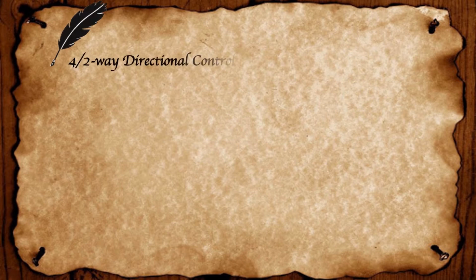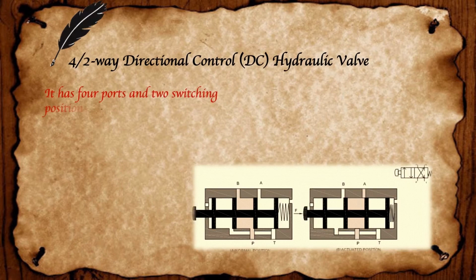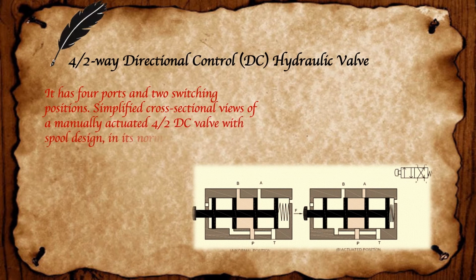4 by 2 way directional control hydraulic valve. This has 4 ports and 2 switching positions. Simplified cross-sectional views of a manually actuated 4 by 2 DC valve with spool design in its normal and actuated positions are shown in figure.